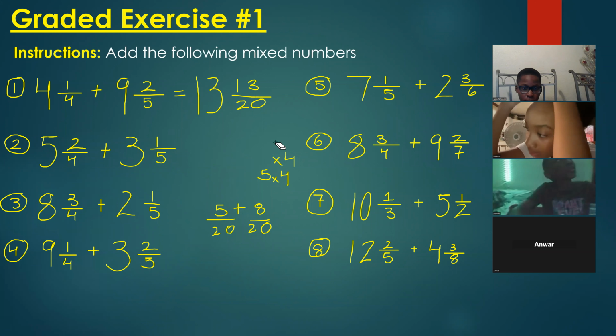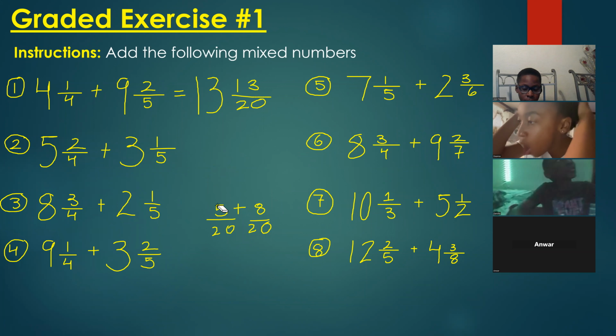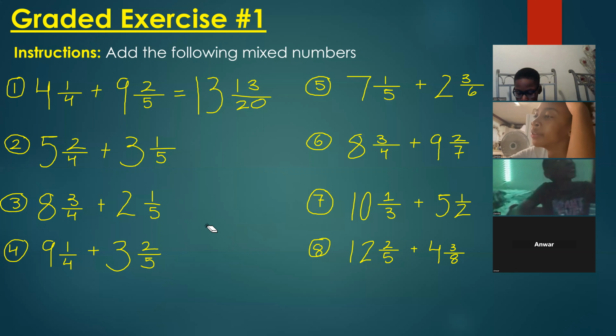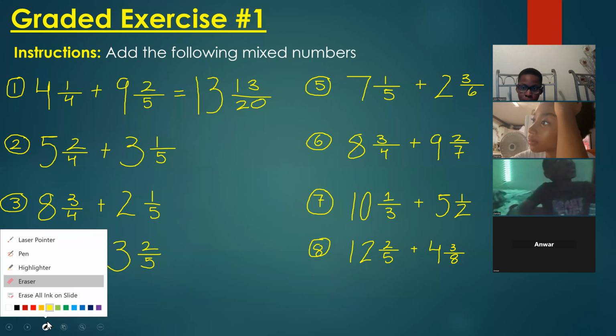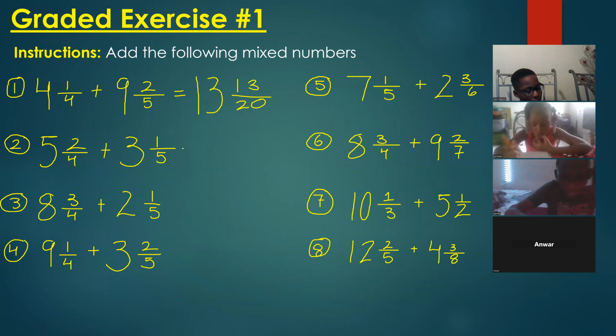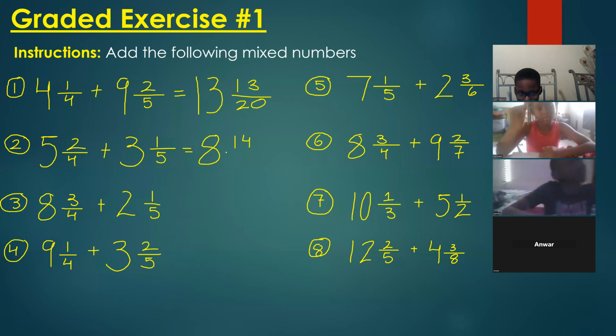Ariana, what you got for number 2? For number 2, I got 8 and 14 over 20. 8, because 5 over 5 plus 3 is 8. And what you got for the fraction? 14 over 20. 14 over 20? Yes, sir. Okay. Did anyone else get 8 and 14 over 20? Anyone else got that?